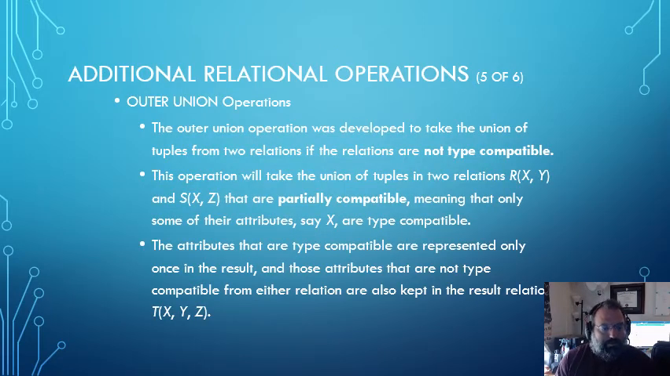Outer union operations. The outer union operation was developed to take the union of tuples from two relations if the relations are not type compatible. This operation will take the union of tuples from two relations, R sub XY and S sub XZ, that are partially compatible, meaning that only some of the attributes, say X, are type compatible. The attributes that are type compatible are represented only once in the result, and those attributes that are not type compatible for either relation are also kept in the result relation.